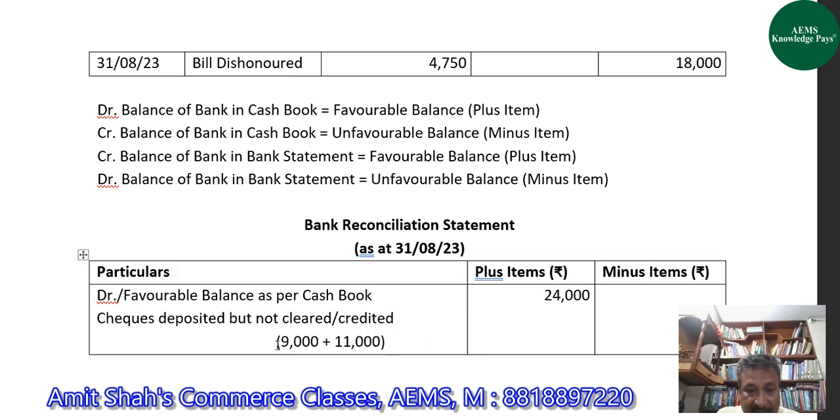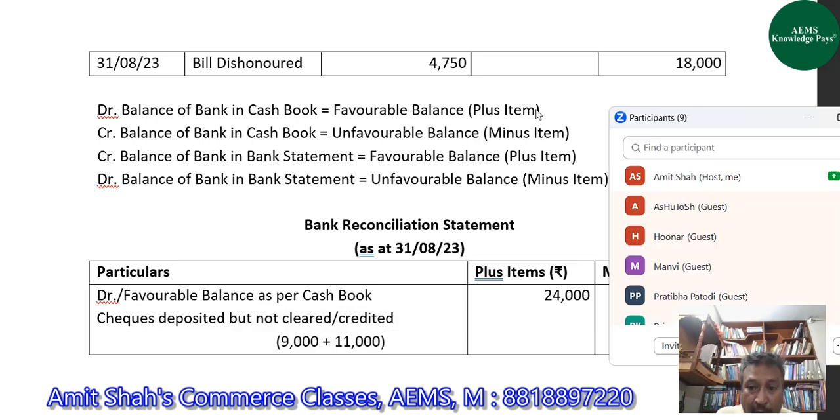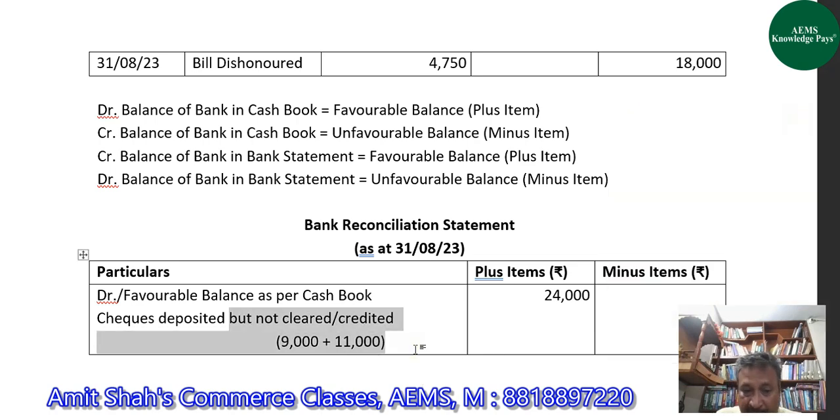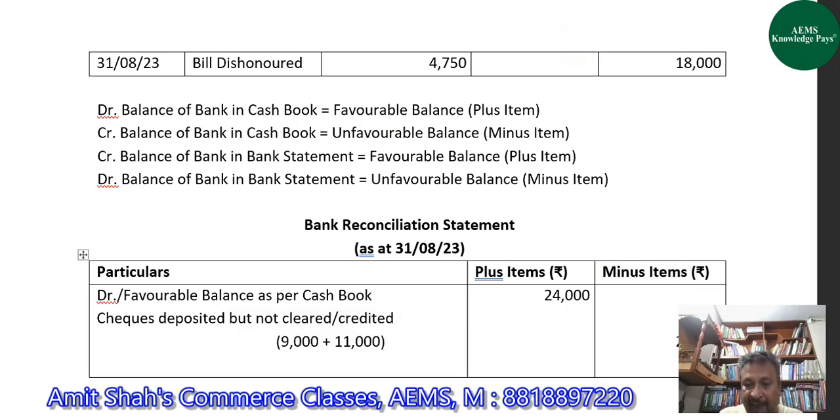Let's understand. These checks have not got cleared in the bank. Had they got cleared, in our bank the balance would have been more or less? More. But now we know that they have not got cleared or credited in the bank. It means in the bank statement the balance is less, and because of that, this 20,000 rupees will come in the minus column. So here we will write 20,000 in the minus column.